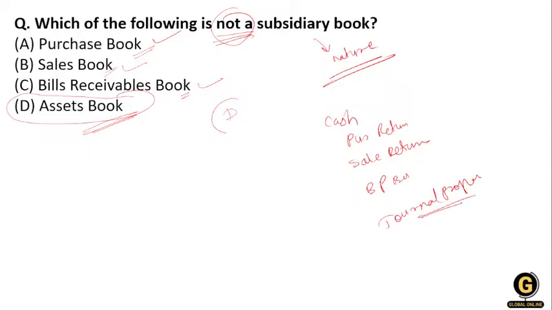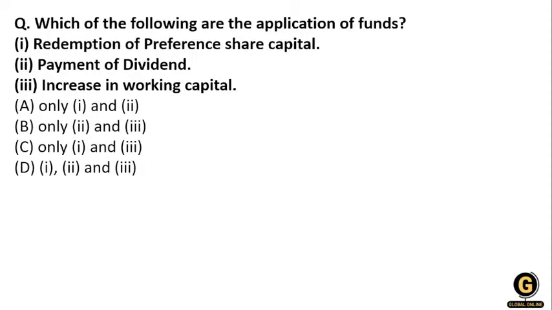Then the next question: which of the following are applications of funds? Option number 1: redemption of preference share capital, payment of dividend, increase in working capital. When you prepare the fund flow statement, this is your source side and this is your application side. So the question is about which items come on the application side according to the given options.